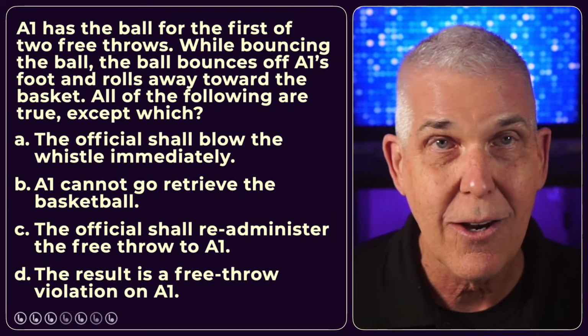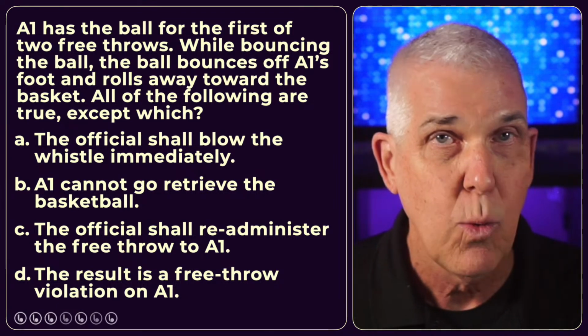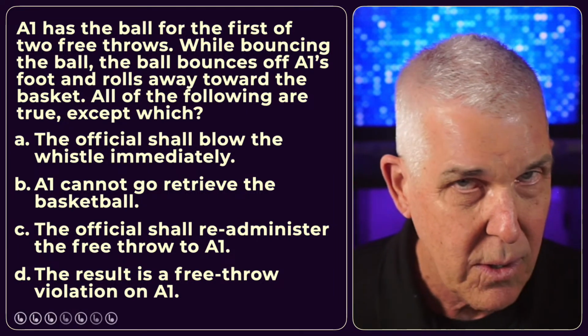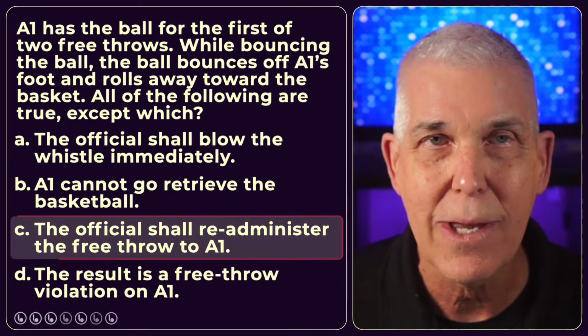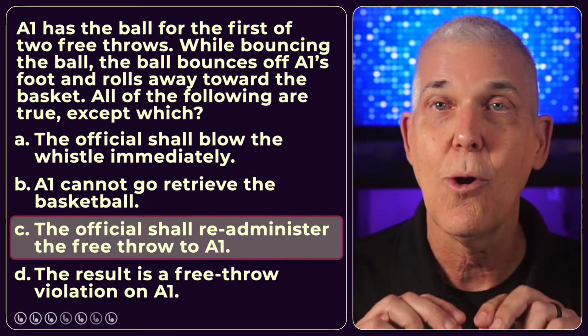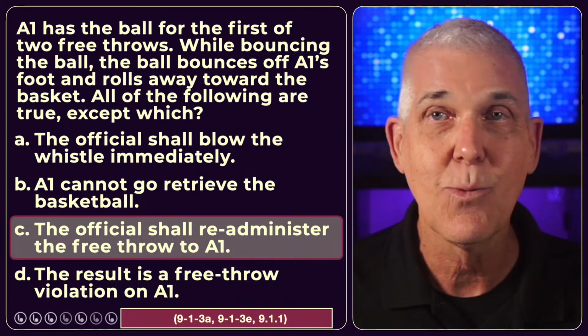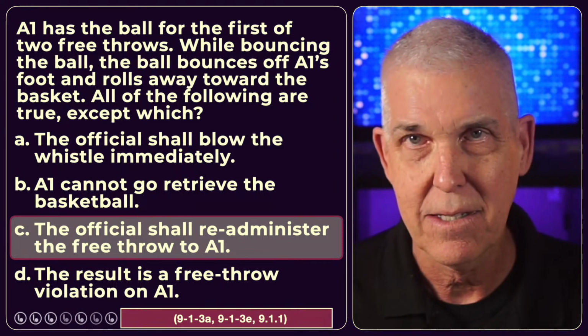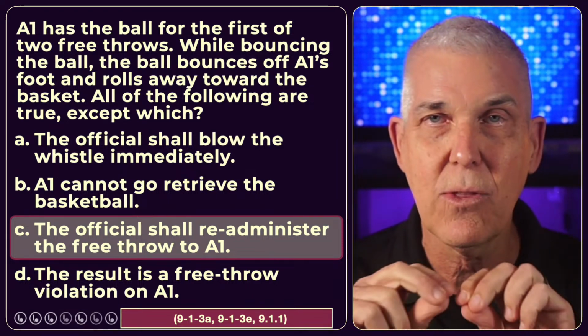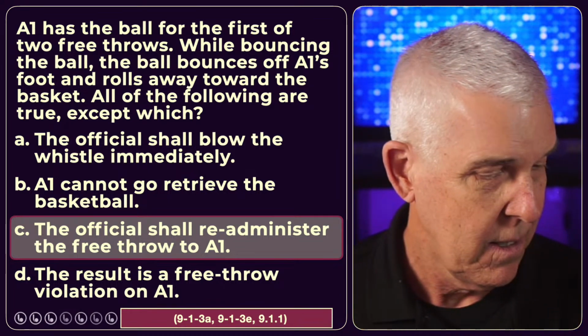Our correct answer here, except which? Which of these is not true? That would be the official will not re-administer that free throw. That free throw has ended. When does a free throw end? Well, one of the ways is when the throwing team violates. This thrower has violated. That free throw has ended.